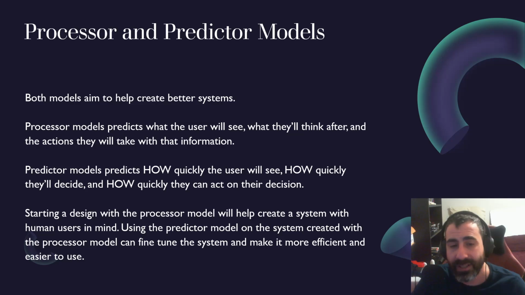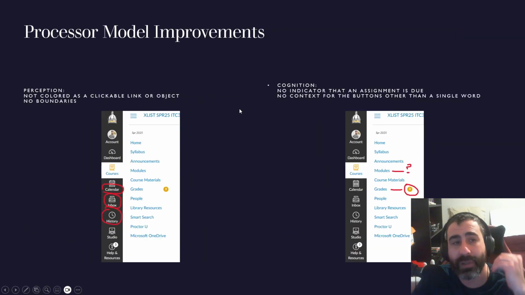So having a design using the processor model with humans in mind to make things efficient and usable, then applying the predictor model would probably make it more efficient and usable if you use them in conjunction. So applying the processor model for improvements to that same photo, you could look at the left. How quickly will they realize what they're seeing? One could argue there's no boundaries drawn between the things you could choose, and they don't even look like buttons. They're white drawings. If you could make that more clear, their perception of what they can choose would happen easier.